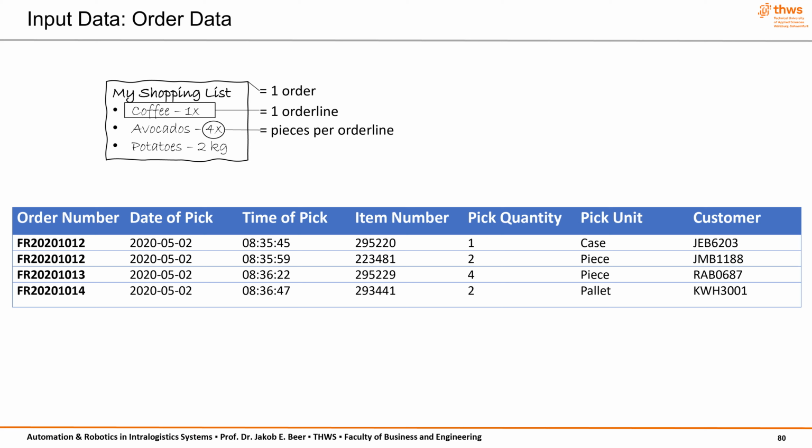Also, not all pick units are equal. Picking 1 pallet takes a forklift and time. Picking 1 piece by hand takes a few seconds. The distinction between cases, pieces, and pallets is essential for designing ergonomic and efficient systems.